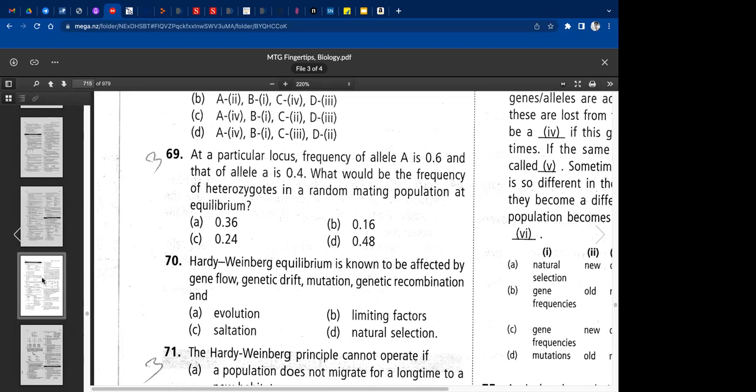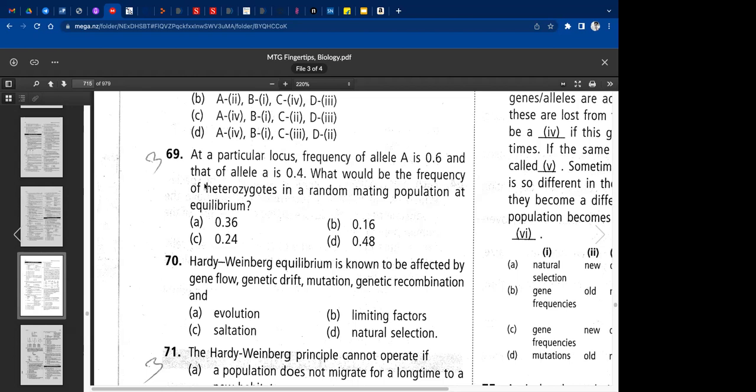So the formula is p square plus 2pq plus q square is equal to 1, correct? You will take the frequency of allele A as p and the frequency of allele small a as q. And then you have to do 2pq, correct? So 2 into 0.6 into 0.4. This is what all of you did, because they are asking you for heterozygotes.